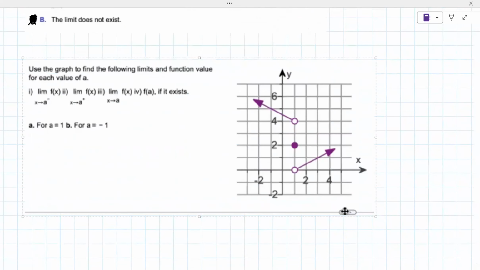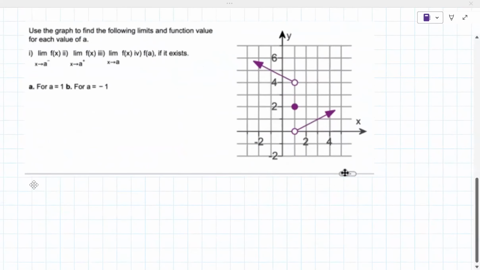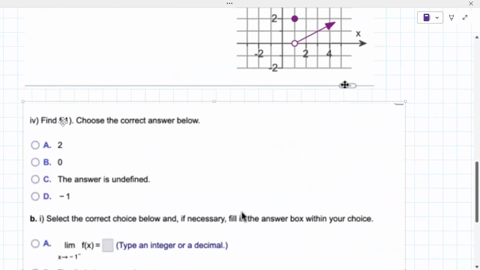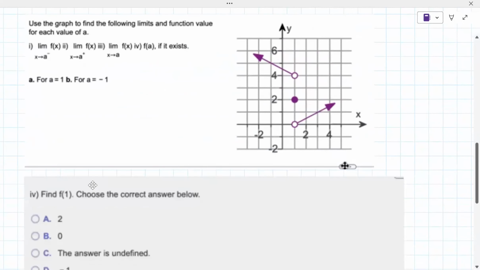So let me grab the graph one more time here. So we're up to the next grouping of questions, which is where it says find f of 1. F of 1. That means like, what is the function at 1? Well, this right here is f of 1. X is 1. It's just asking for the y value there. So that is 2. Y value of 2. Is that clear? So the limit from the left, limit from the right, and the function are all different.